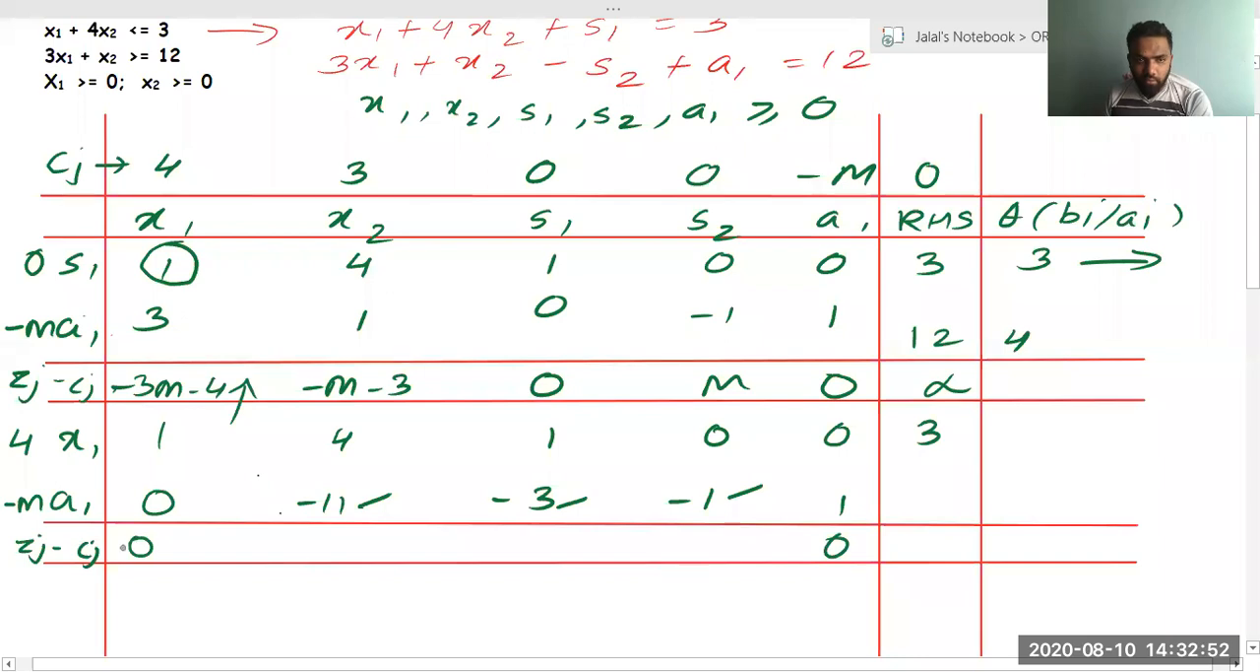So I need to find this value. Just give me a second. So this will be 12 into 1 is 12. 12 minus 3 into 3 is 9. 12 minus 9 is 3. 3 by 1 is 3. Okay, so I've got all the values.